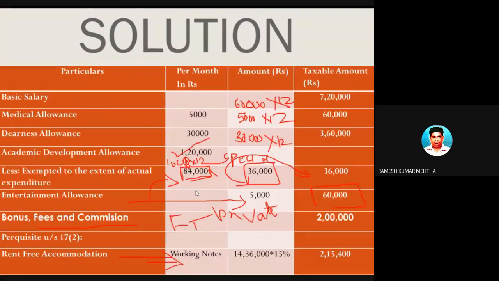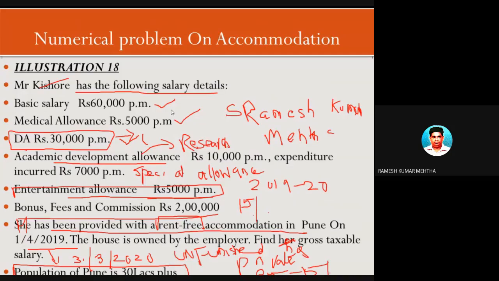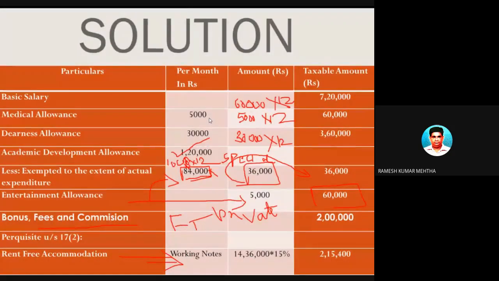Here we have seen basic salary, medical allowance, DNS allowance, academic allowance, entertainment allowance, bonus, and fees. You have got all these figures. Now, please remember that for the purpose of calculation of accommodation, you have to find out salary, because if the population is more than 25 lakhs, it is 15% of salary. So, what is salary? I already told you what salary means.